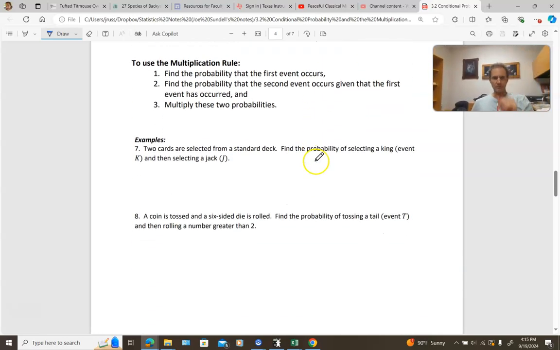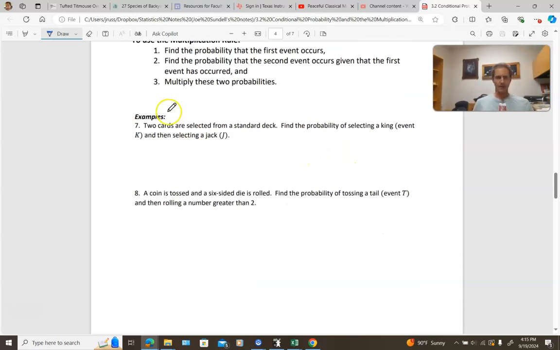So, example 7 here, it says 2 cards are selected from a standard deck. So we're assuming we're going to select 1 card, and then we're not going to replace it, because if we replace it, then we're going to have independent events. So we're not going to replace it, and then we're going to select a second card. So the first card is going to be a king, and then the second card is going to be a jack. So what we're trying to find is this: what's the probability of selecting a king and a jack?